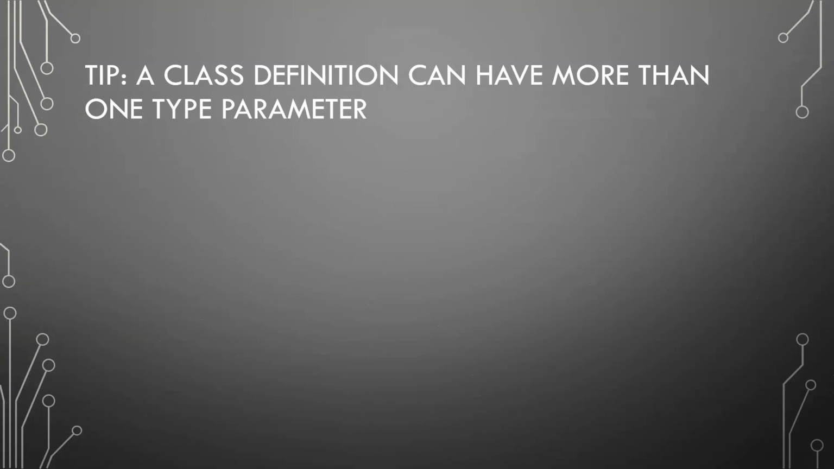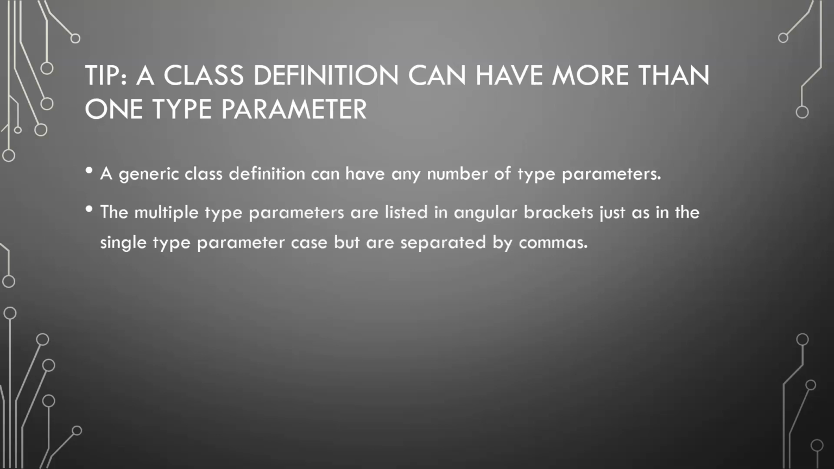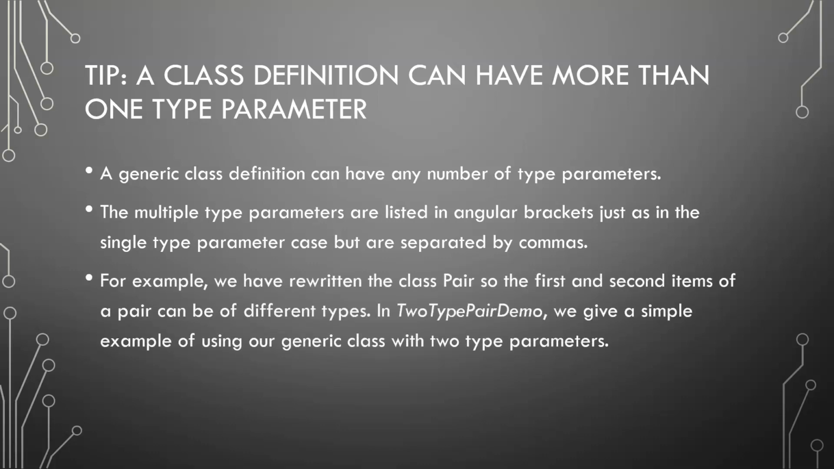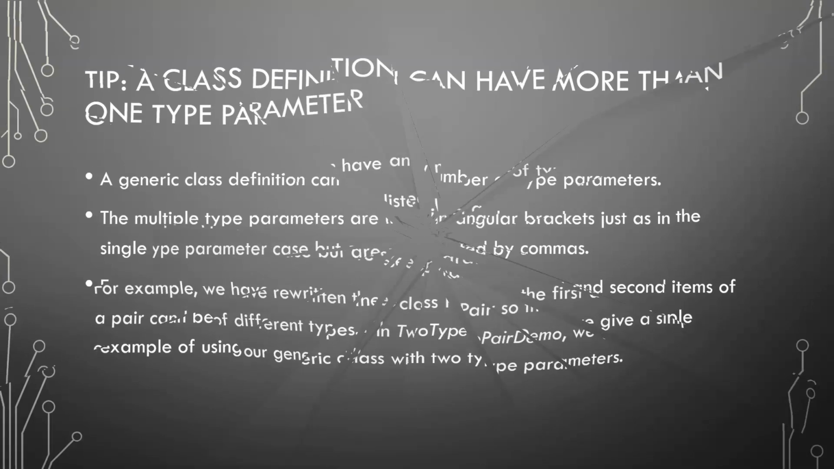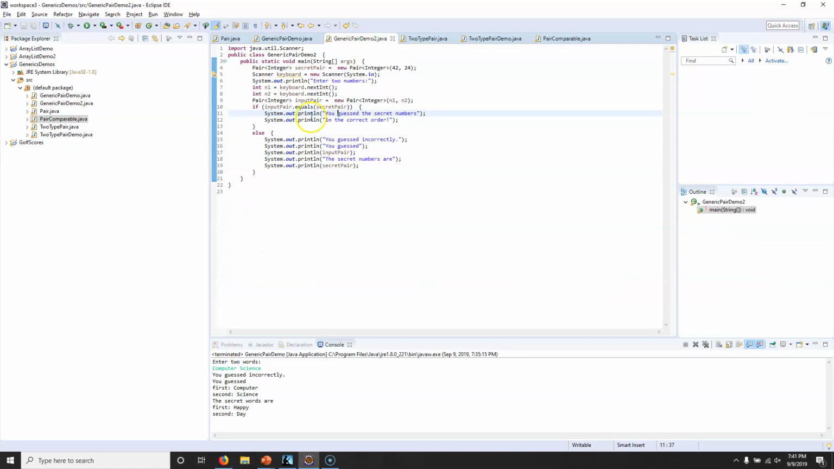All right, now enough pitfalls. Let's talk about a tip, which is that a class definition can have more than one type parameter. A generic class definition can have any number of type parameters. The multiple type parameters are listed in angular brackets just as in the single type parameter case, but are separated by commas. For example, we've rewritten the class Pair so the first and second item of a pair can be different types, and in the two-type pair demo, we give a simple example of using our generic class with two type parameters.